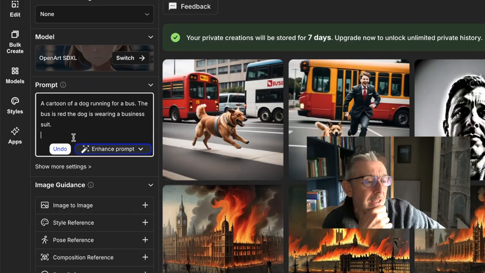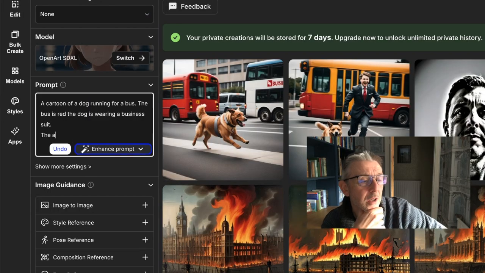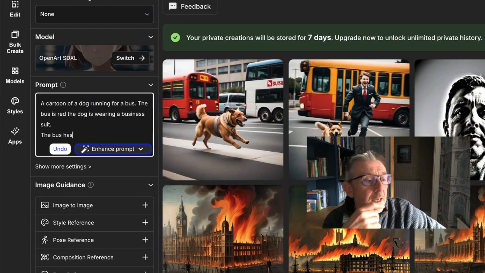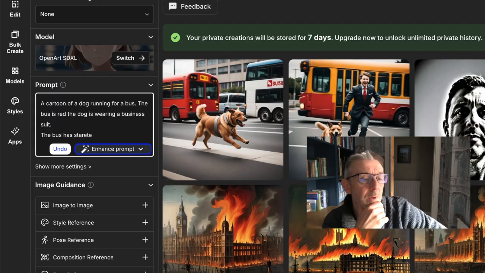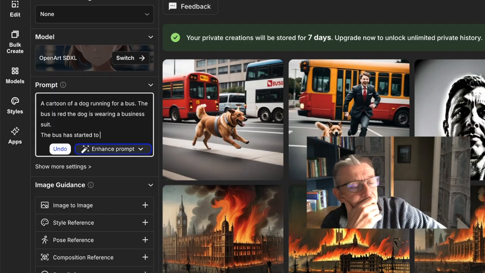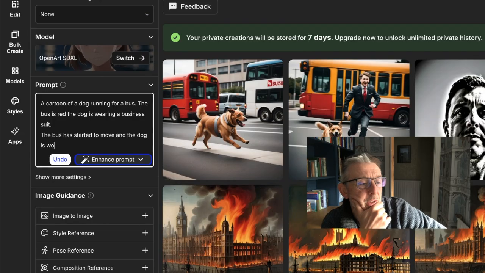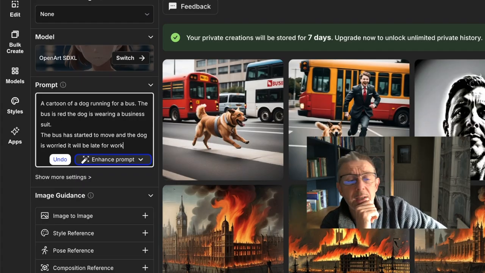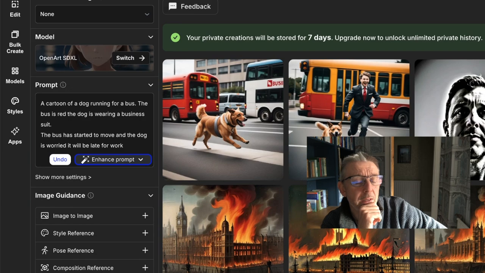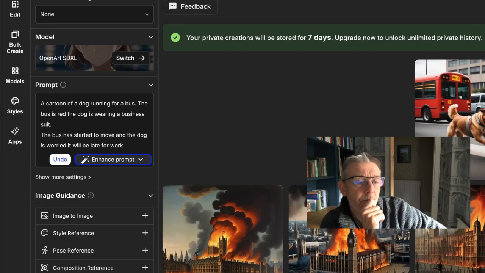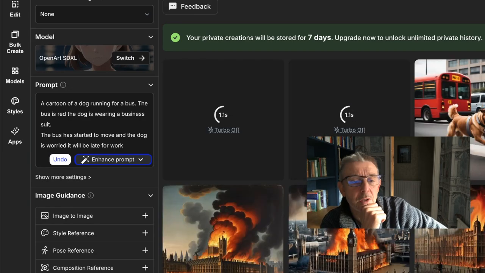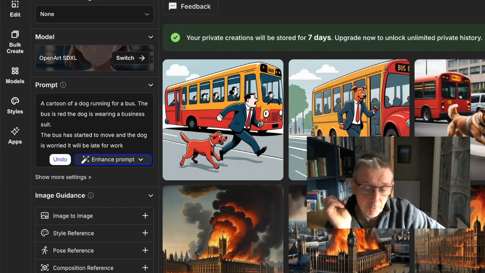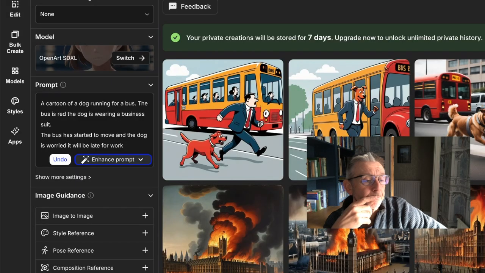Now, cartoon. So I don't want a photograph, I want a cartoon of a dog running for a bus. The bus is red, the dog is wearing a business suit. So I'm asking now for a red bus and a bus that started to move, and hopefully the dog looking worried because we're going for a cartoon, so we've got more license to play with what the dog will look like. And again, I've got a cartoon and I've got people in business suits, which is not what I want. So we need to change the prompt again.